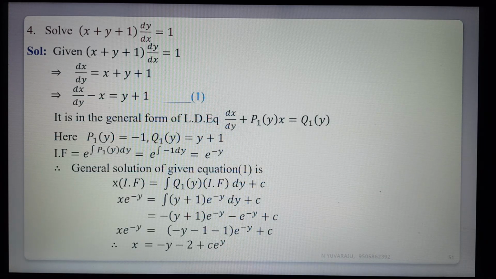First of all, observe the given equation and decide which form it is, the first form or the second form, and write it in that form. Then find the solution. So see the next one.